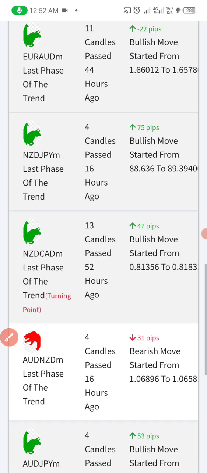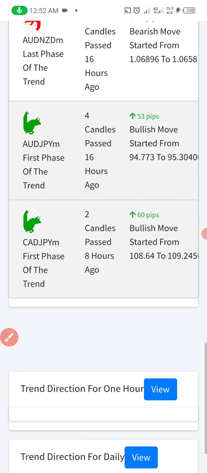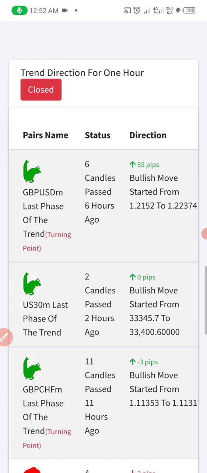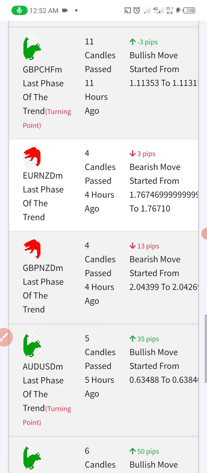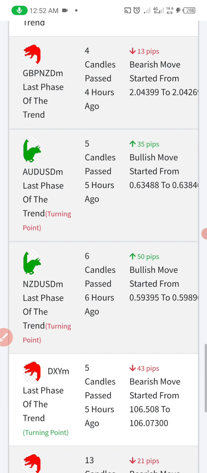Now let me see if I can see a turning point on a bullish move. Let me check the 1 hour. As you can see, GBP has a turning point on the 1 hour. The same thing: last phase, turning point. You can start selling once you see it. GBP shifts to sell. The same thing, turning point. This one, turning point. So we have a lot of turning points.